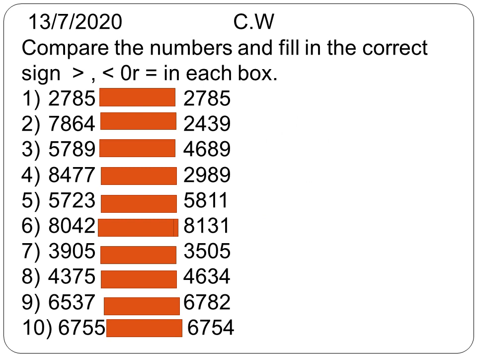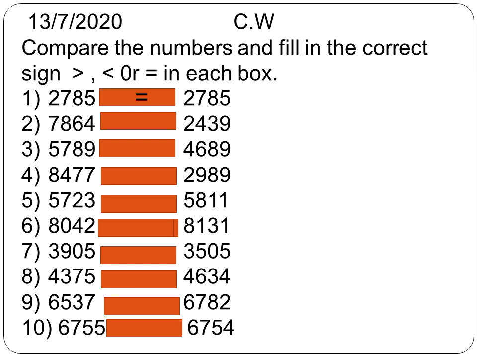Yes, now take out your maths classwork, children. Read the question. Compare the numbers and fill in the correct sign, greater, lesser or equal in each box. Read the first question. 2785, 2785. So here all the digits are same. So you have to compare the number in thousands place, it is 2. In hundreds place, it is 7. In tens place, it is 8. And ones place, it is 5. So I am giving the sign equal to.